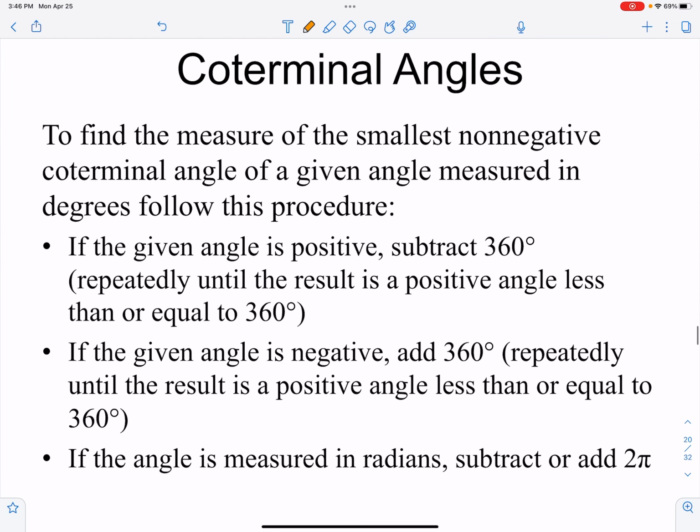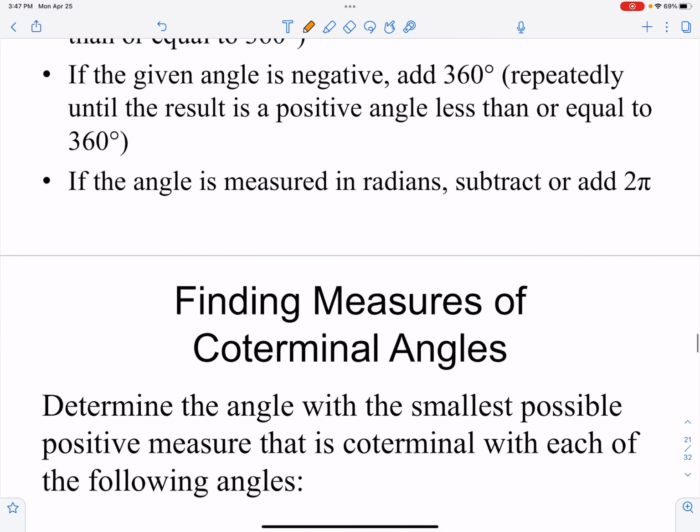So to find the measure of the smallest non-negative coterminal angle of a given angle measure in degrees, you're going to subtract 360 degrees repeatedly, or take a multiple of 360 degrees to subtract. If the angle that's given is negative, then you're going to be adding 360 degrees or multiples of 360 degrees. And if you're in radians, you would be adding or subtracting multiples of 2 pi.